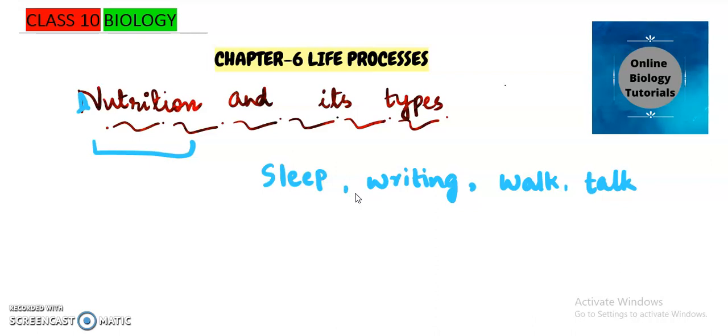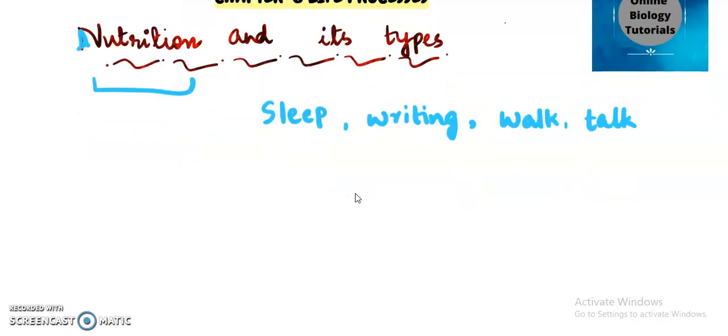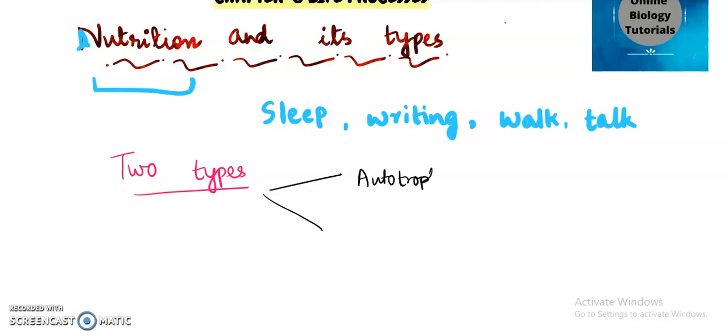But remember, eating is not directly giving you energy. Eating is actually making monomers in your body that will help you in making the energy. So nutrition is the process of taking in food and deriving energy through it, right? In your NCERT, there are two types of nutrition mentioned. Each is important from its own point of view, and the two types are autotrophic nutrition and heterotrophic nutrition.